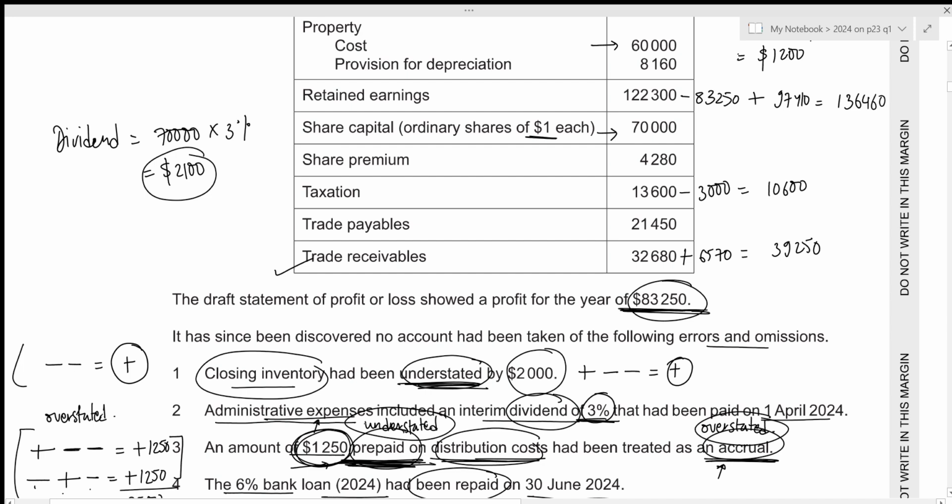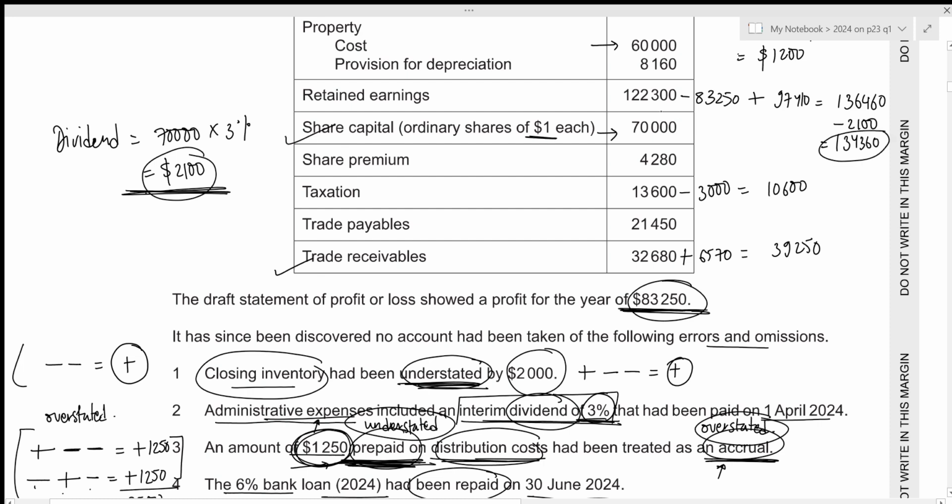This results in the value of 136,460. And there was another error relating to the interim dividend. We removed the interim dividend from our statement of profit or loss because that should be included within our statement of changes in equity. How we deal with dividend is that it will always be subtracted from the retained earnings. So we need to remove this 2,100 as well. This results in the value of 134,360. This is the value to be included within our statement of financial position.